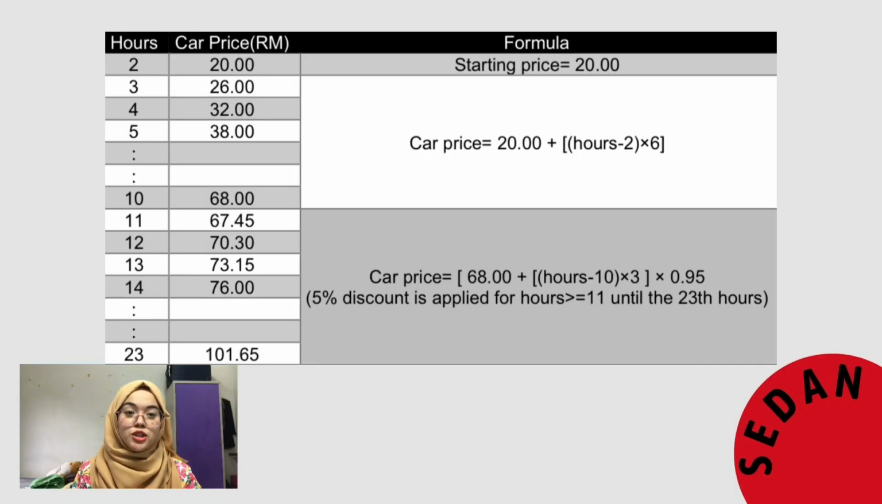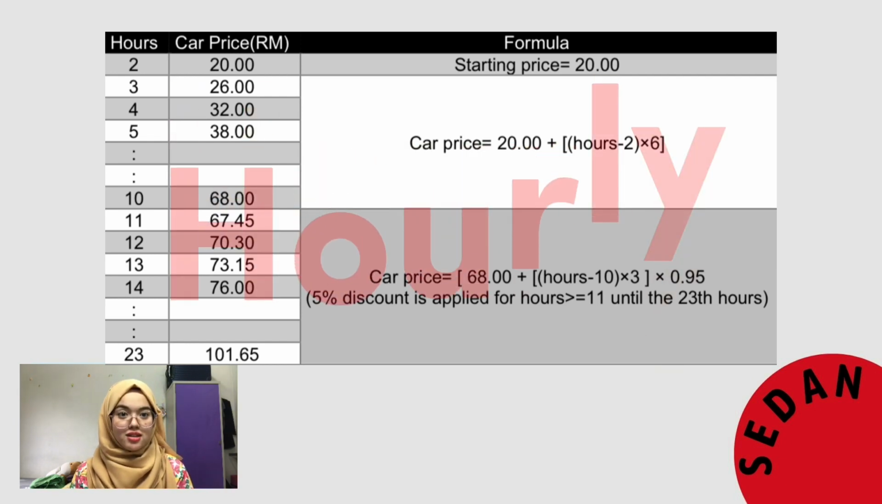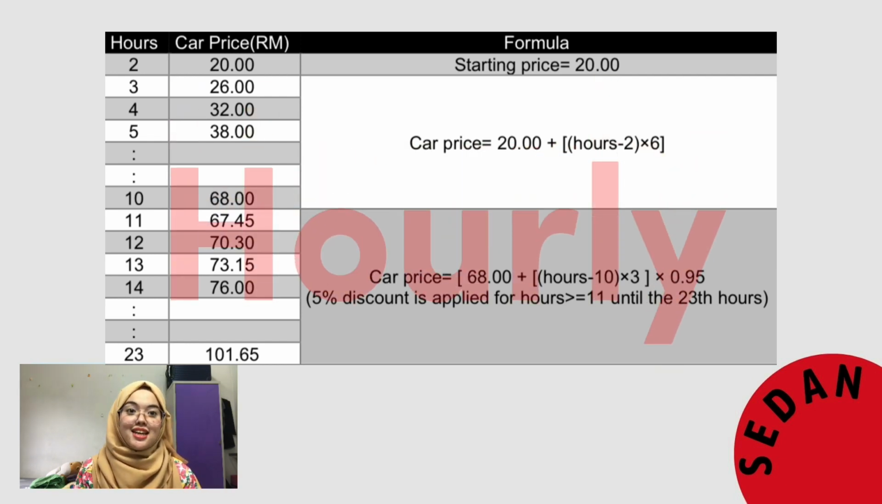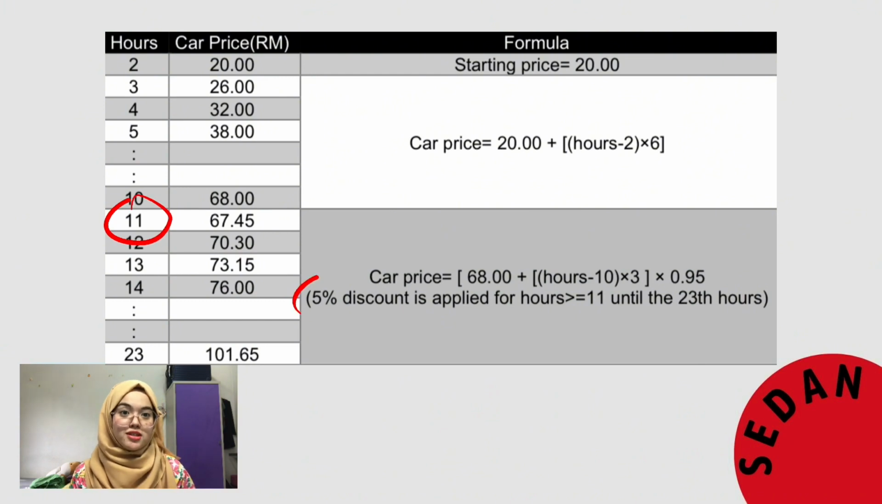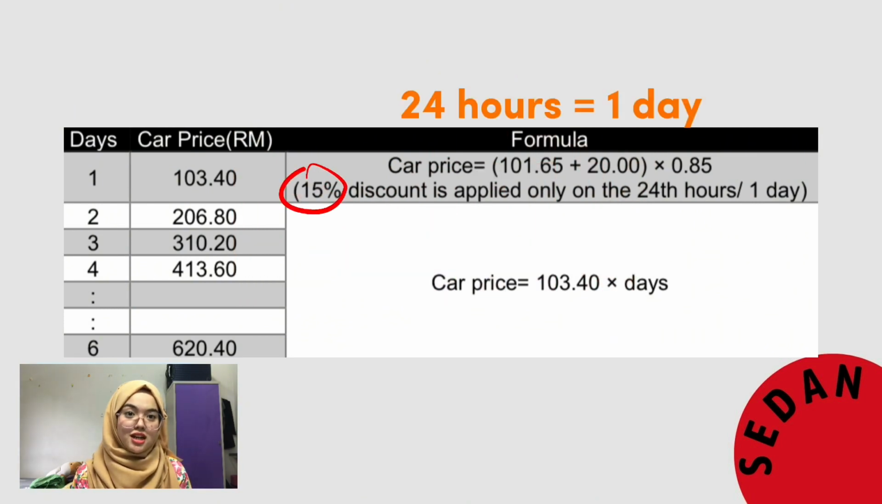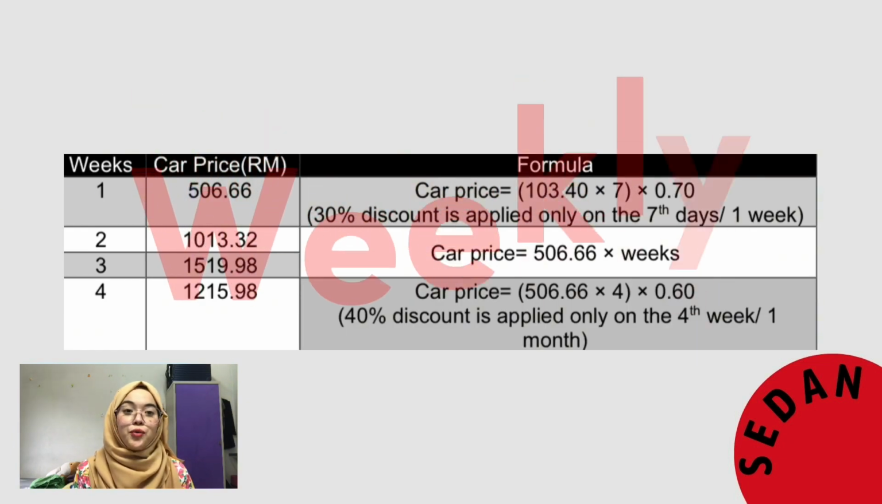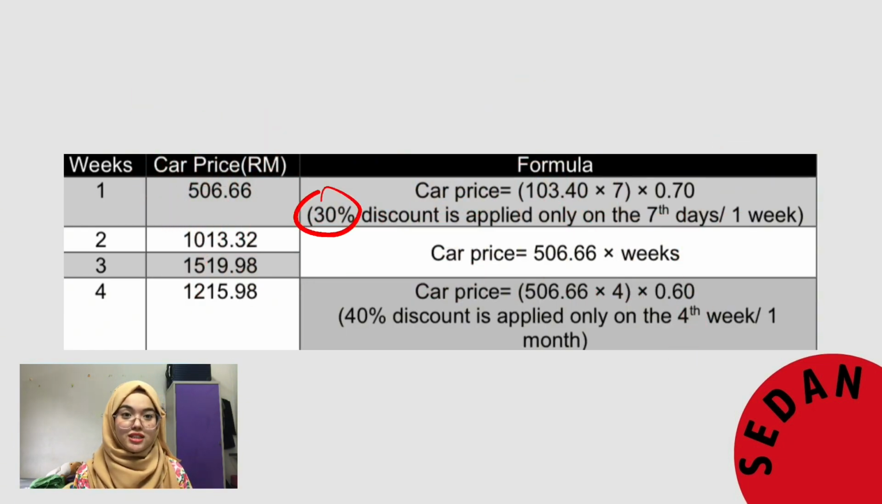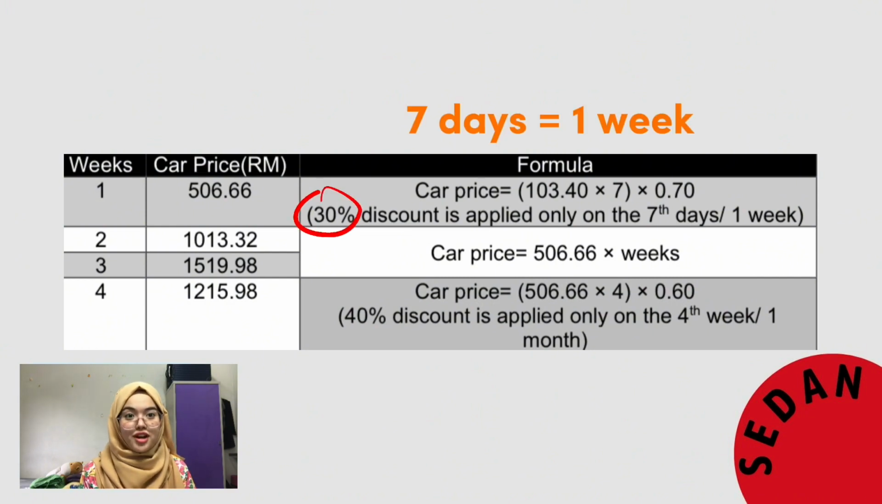Based on the table shown on your screen now, we include a few discounts on certain hours and days. For hours, a 5% discount is applied until the 23rd hour. For daily rental, a 15% discount is applied on the first day of renting. And for weekly, a 30% discount is applied only on the 7th day of rental, which includes 1 week of renting.